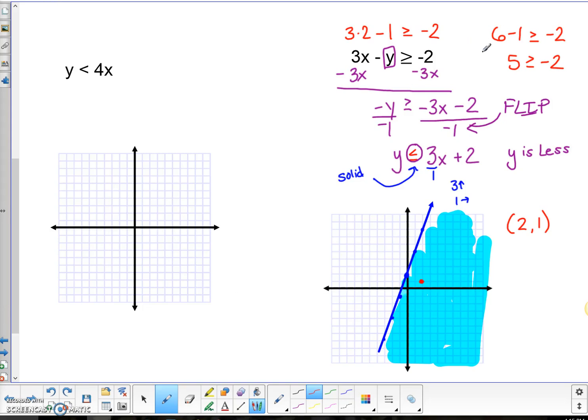When we left off, we were just checking to see if the point in our shaded region was actually a solution by plugging it into the original inequality. And we found that 6 minus 1 made 5, and 5 is greater than negative 2, so it is true. This is really a solution, and that is one other way you can check to see that you shaded in the correct area.